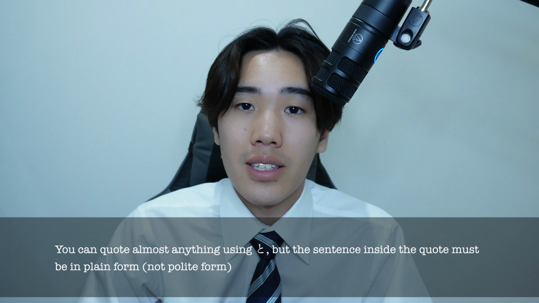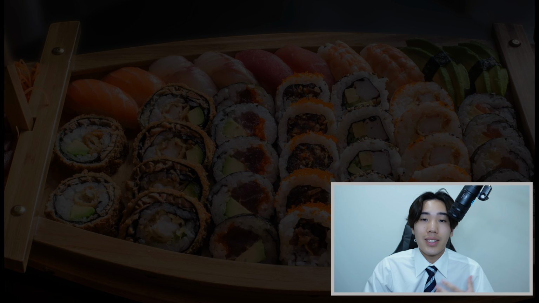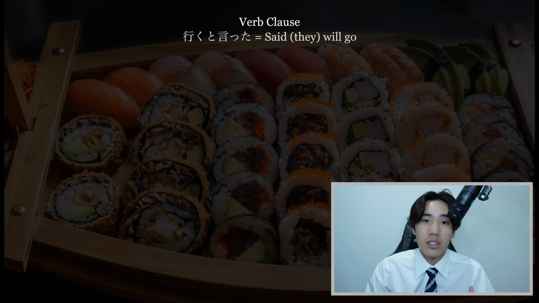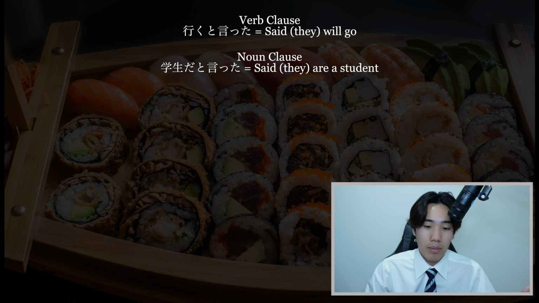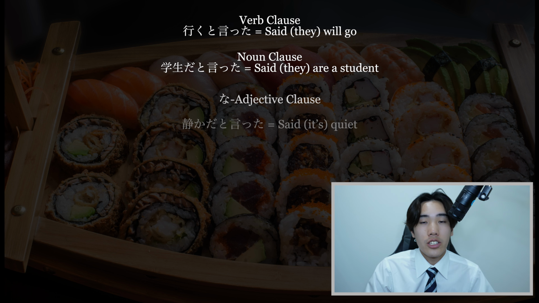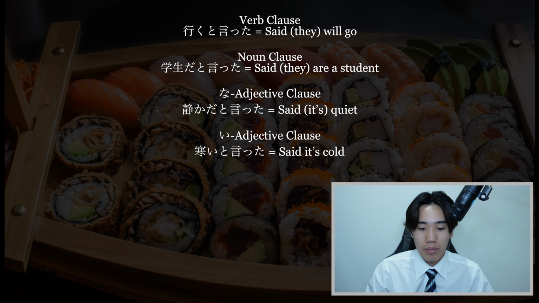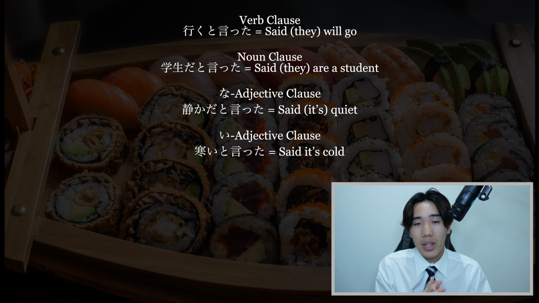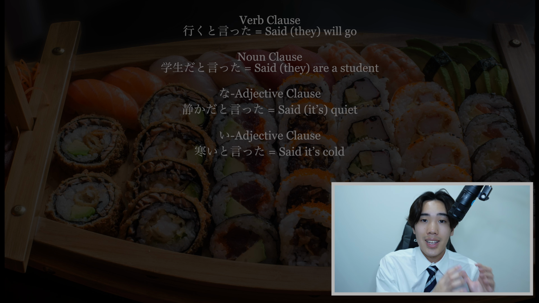But again, the sentence inside the quote, or the clause that's inside the quote, must be in its plain form. So an example of a verb clause would be 行くと言った, which means they said they will go. An example of a noun clause would be something like 学生だと言った. They said that they are a student. An example of a na adjective clause would be 静かだと言った, which is they said it's quiet. We can even use i adjective clauses, where an example would be 寒いと言った. They said it's cold. So even when we're quoting polite speech, the clause that comes before the sentence particle to when quoting is in its plain form.